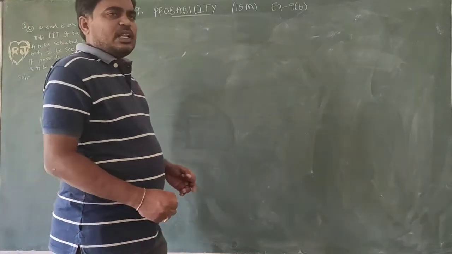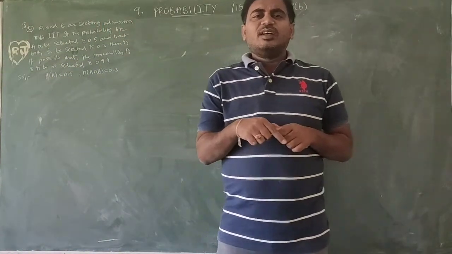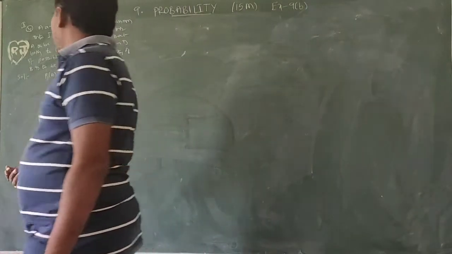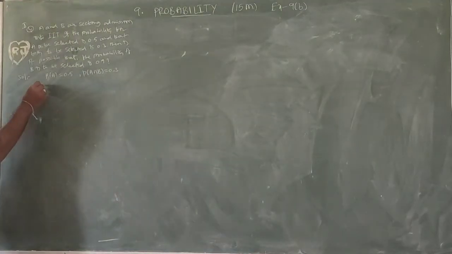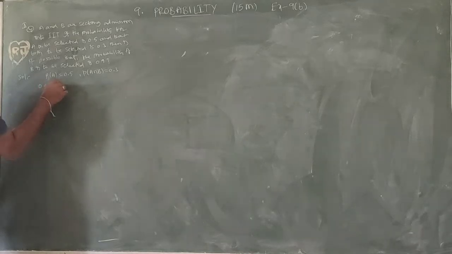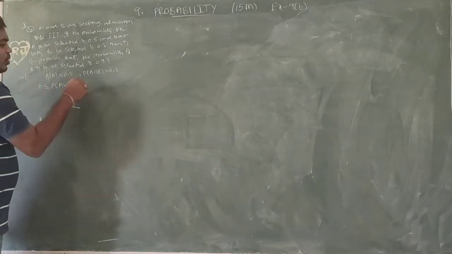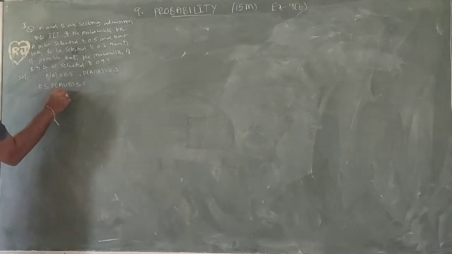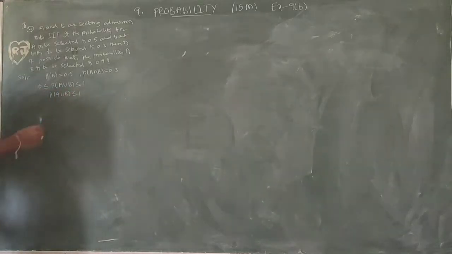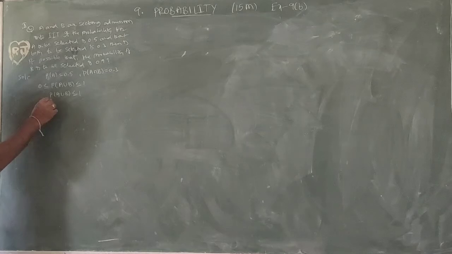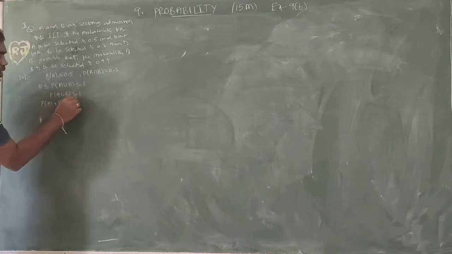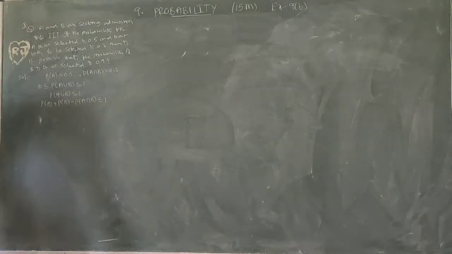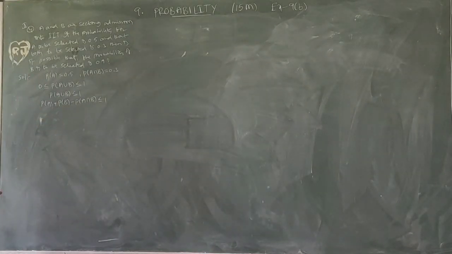First, the probability always should lie between 0 and 1. So P of A union B should also lie between 0 and 1. So 0 less than or equal to P of A union B less than or equal to 1. P of A union B formula: P of A plus P of B minus P of A intersection B less than or equal to 1.